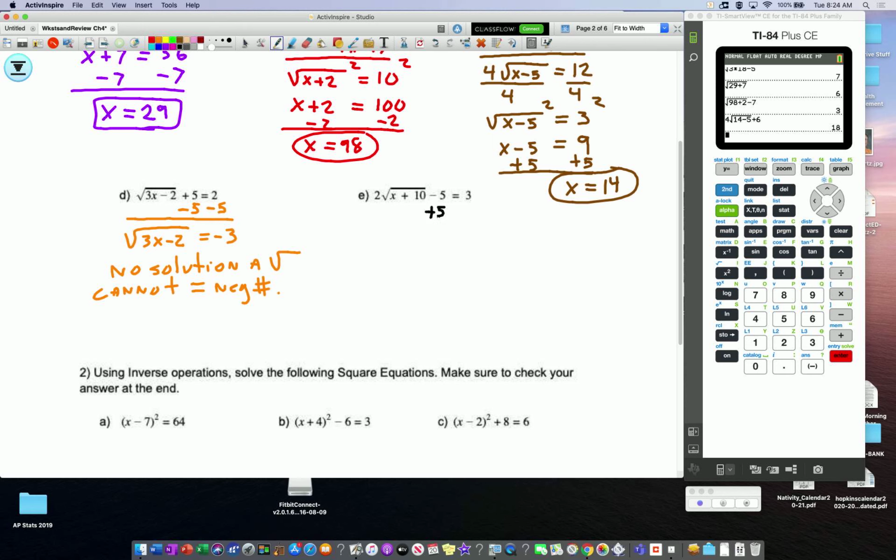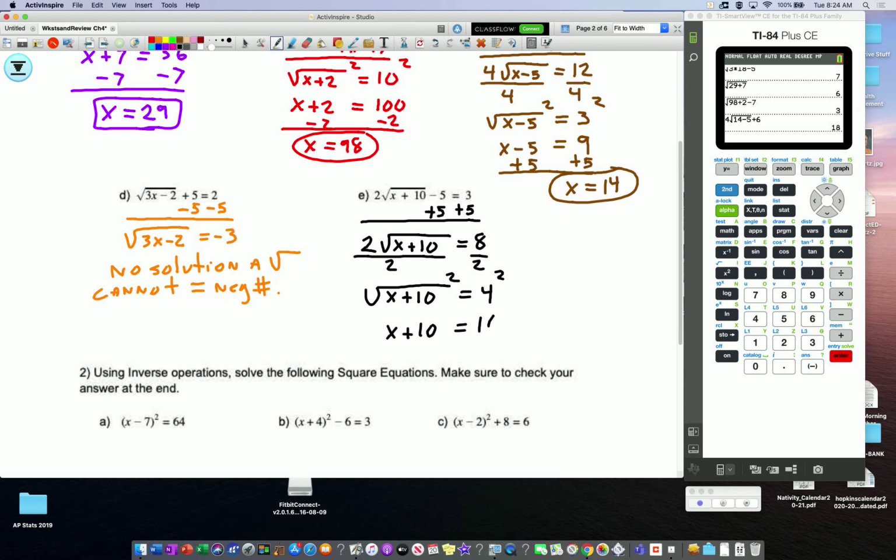So first thing I need to do is add 5 to both sides. So I have 2 square root x plus 10 equals 8. Then I got to divide both sides by 2. So square root of x plus 10 equals 4. Undo the square root by squaring both sides. So x plus 10 equals 16. Subtract 10 from both sides. Wow, this one's been taking a lot of steps too. X equals 6. So let's double check our answer.